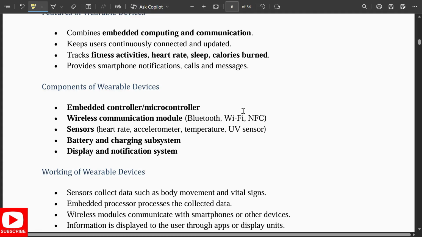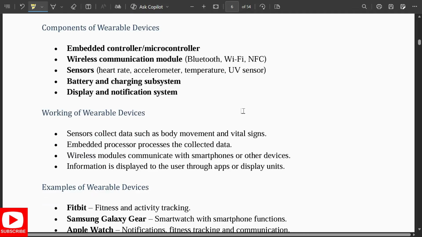Then sensors, that is heart rate or accelerometer, then temperature sensor or UV sensors. They have a battery and charging system to provide a continuous supply of power. Then comes the display and notification system. So, the working of these wearable devices.